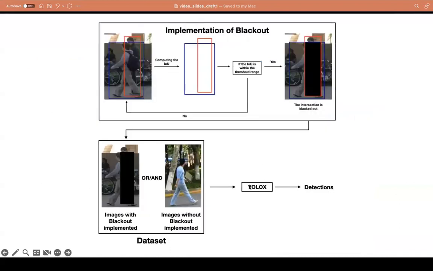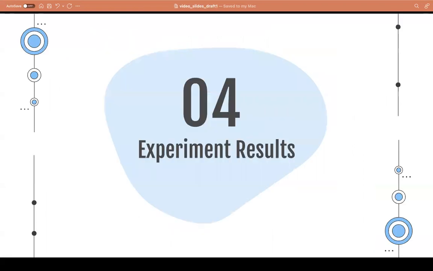So this is the implementation, where we calculate the IOU values, and if it falls within the threshold, we black out the intersection and add it in the training set, which is then trained on YOLO X, and we get our detections.